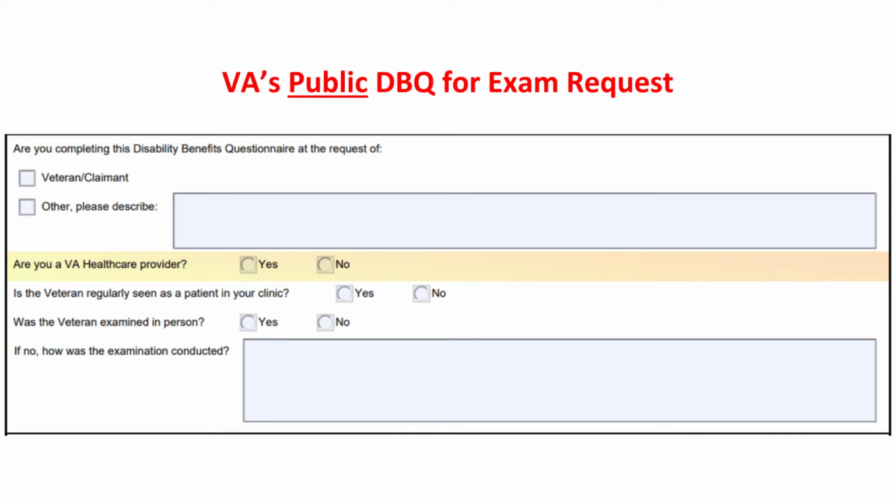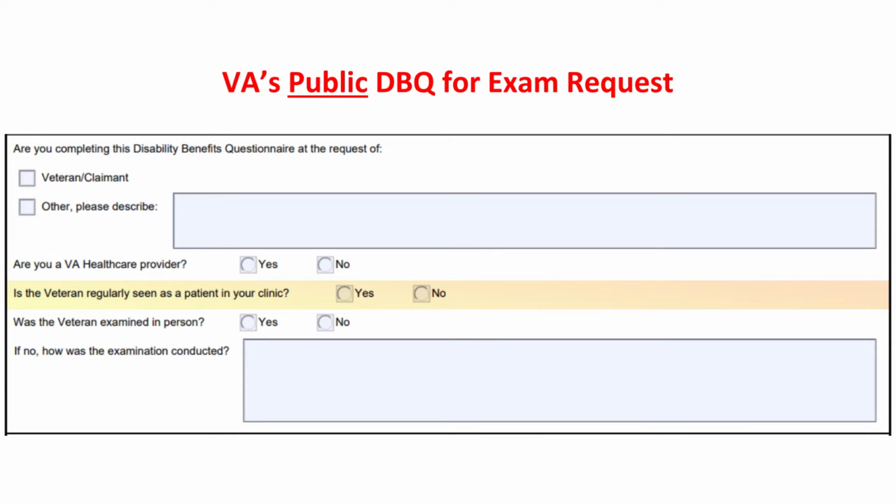Now, why didn't they ask that on the internal DBQ when that request is going to a provider that is not a VA provider, okay? Maybe they may say, okay, well, we already know they're not healthcare providers, and we want to know if your doctor is a healthcare provider. But what difference does it make? On the internal DBQ, you're sending it to a non-healthcare provider, so who cares? As long as the person that's completing the DBQ is qualified, all right?